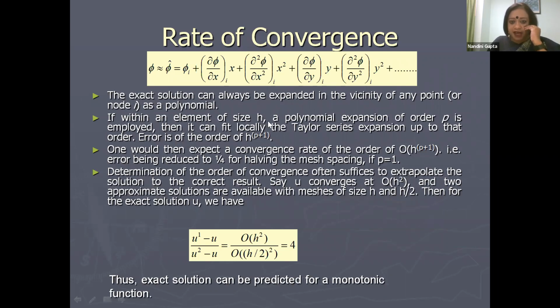If within an element of size h, a polynomial expansion of order p is employed, then it can fit locally the Taylor series expansion up to that order. Error of the order is h^(p+1). So if your p is equal to 1, then error is of the order of h squared. So you are ignoring terms which are h squared and above, because you're having del square phi del x squared. In that case, one would then expect a convergence rate of the order of h to the power p plus 1, so h squared. That is, the error will be reduced to 1/4 for halving the mesh spacing if p equal to 1.